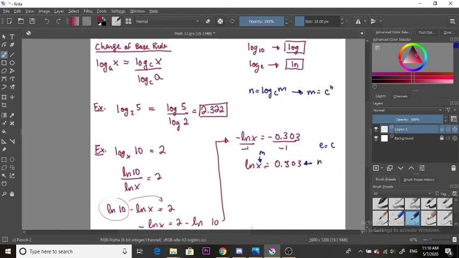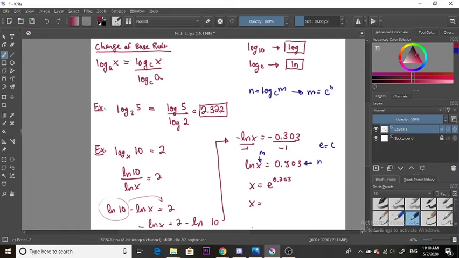So I'm going to change this around. So x is equal to e to the exponent of 0.303. Now I can solve this. I can find a numerical value for this.